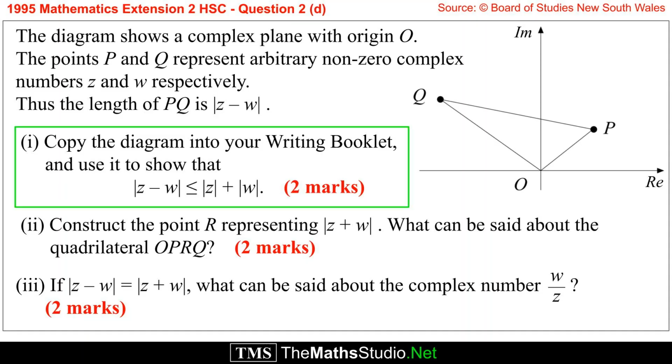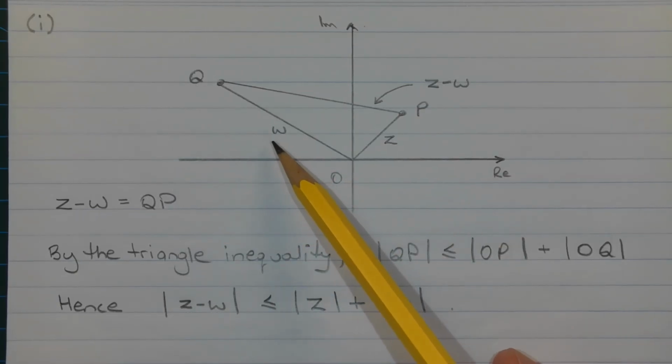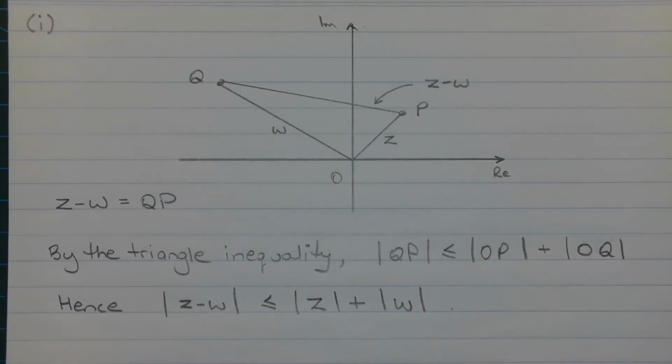Part 1. Copy the diagram into your writing booklet and use it to show that mod Z minus W is less than or equal to mod Z plus mod W. After copying the diagram into your writing booklet, consider triangle OPQ, where side QP or PQ is the longest side of this triangle. Now, OP is complex number Z and OQ is complex number W. QP, using vector techniques, is the difference between complex number Z and complex number W. In other words, Z minus W.